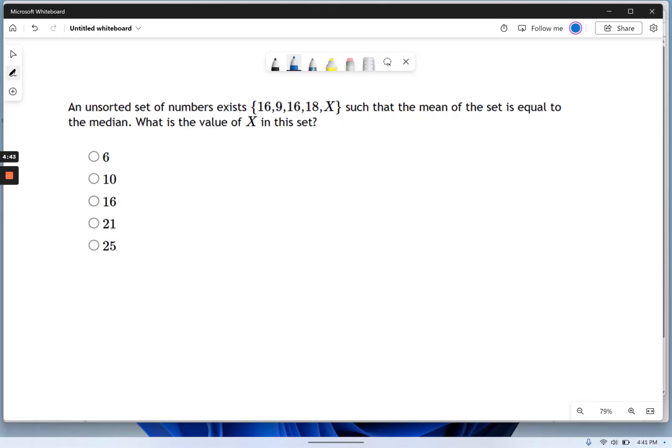Well, let's talk about mean and median first. Mean, if you remember, simply means the average. So if I want to say what the average of this set is, I'm going to say it like this. It's 16 plus 9 plus 16 plus 18 plus this mysterious x thing divided by the number of numbers. So it's divided by 5. That's the mean. Now the median is more complicated.